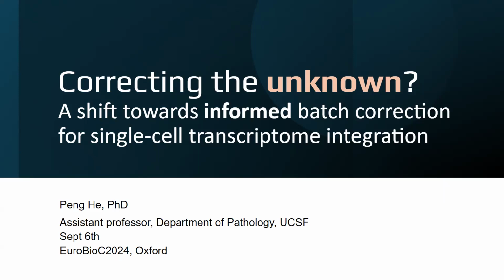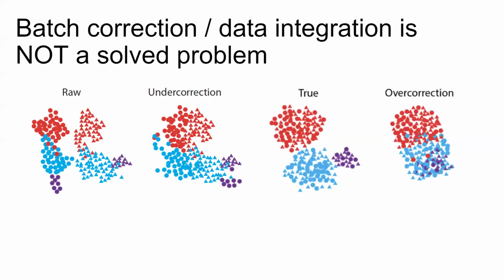Hi, it's me again. So I hope to entertain you for another 5 minutes. This is actually a sequel to Antonino's talk. We can't stress enough that batch correction or data integration is not a solved problem. Here I just show you some cartoon diagrams. Without correction, even for the same sample measured from different labs and put together, you still see the overall transcriptome dominated by the technical variances.